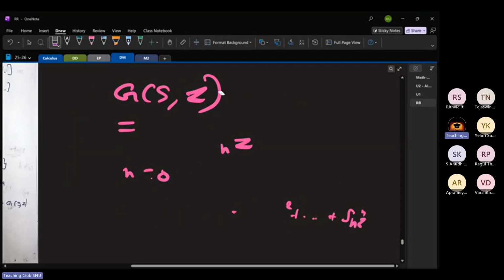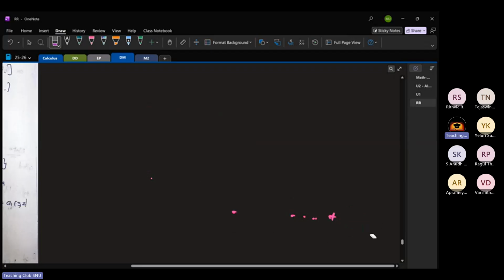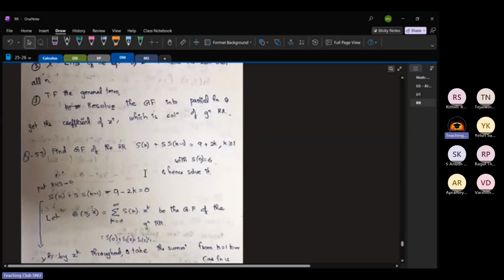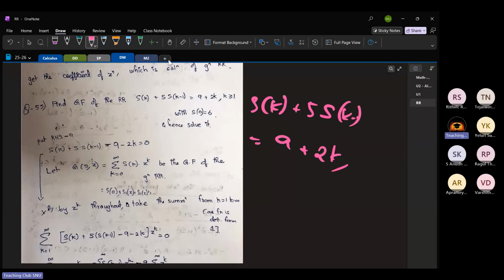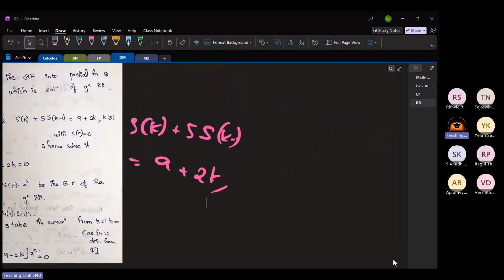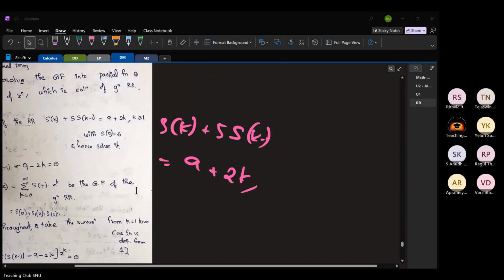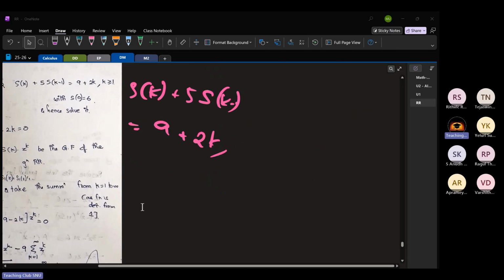Okay. So how do you solve this by expressing that guy in terms of this guy? Let's try to understand. Let's take up a problem. So the problem here, let's say, is s of k plus 5 s of k minus 1 is equal to 9 plus 2k. You saw the homogeneous case in generating function, no? You didn't see it in characteristic root, but you saw it in generating function, right? So how do you solve this?